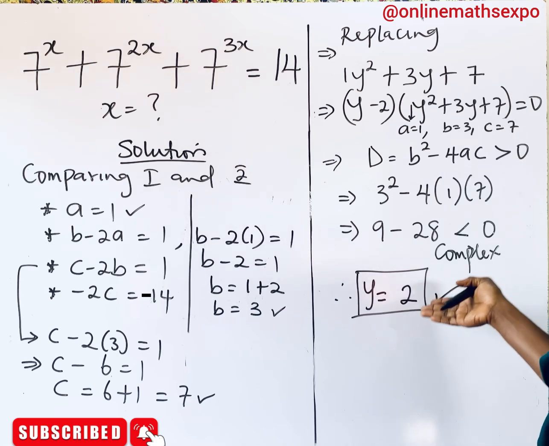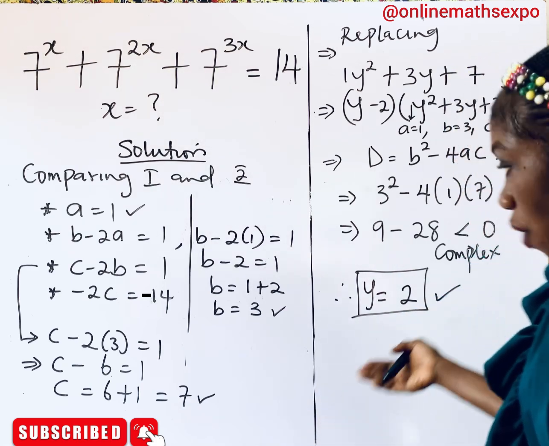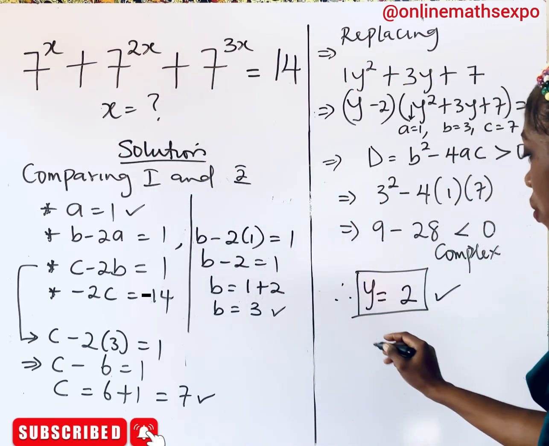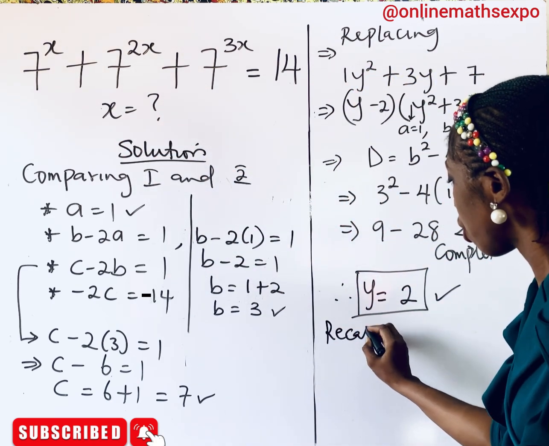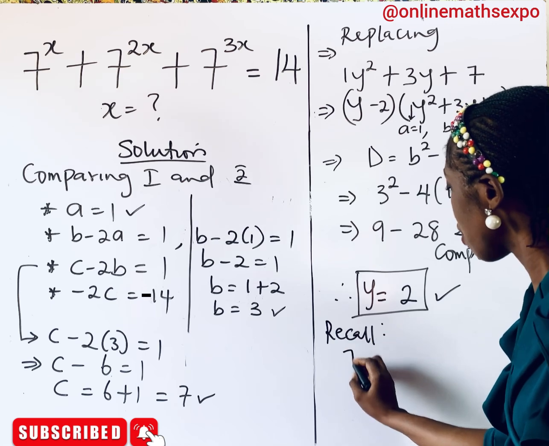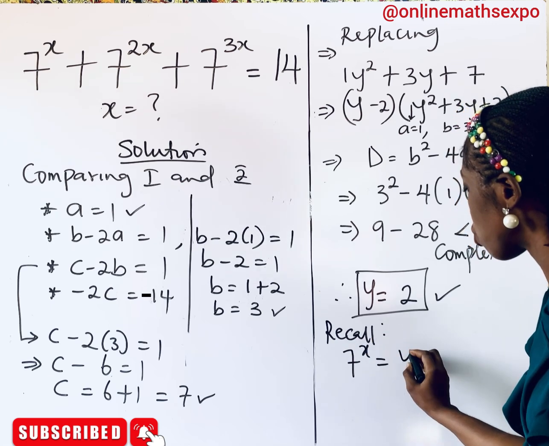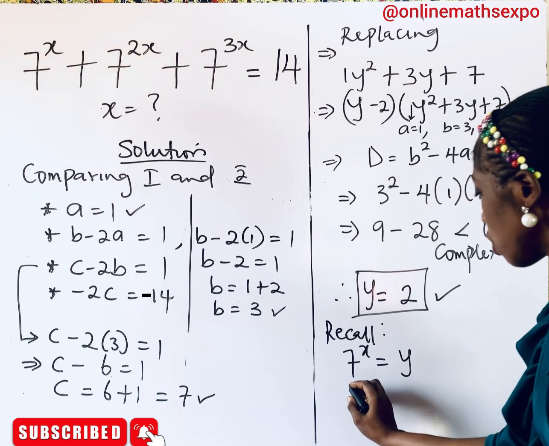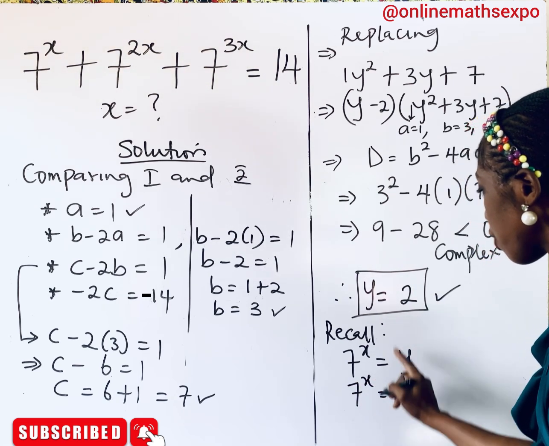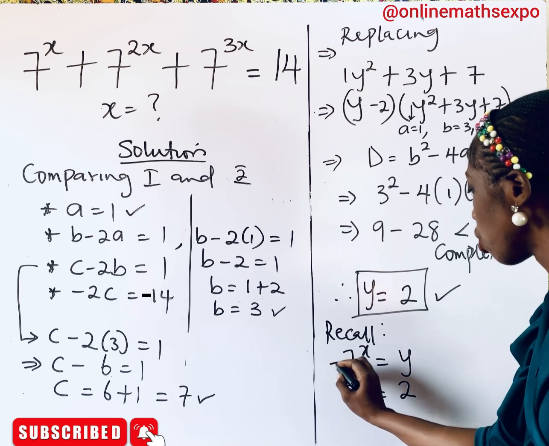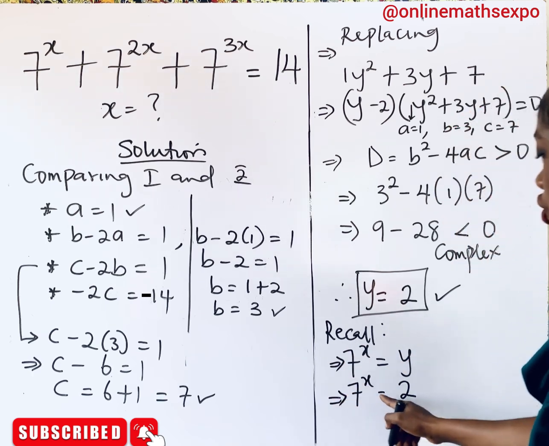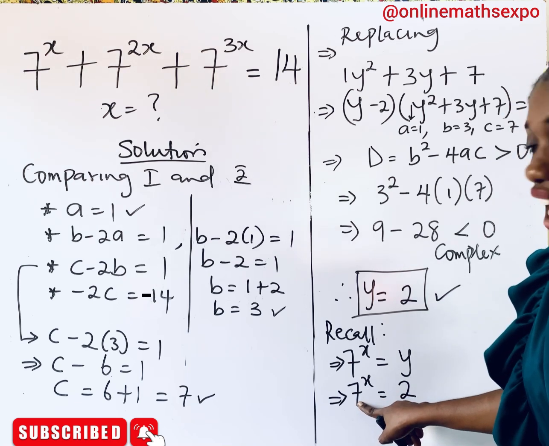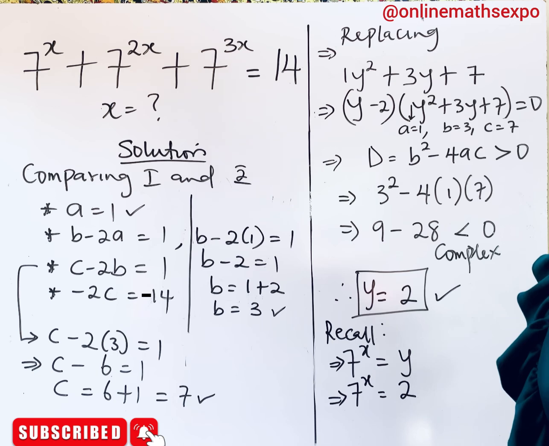Now, having gotten this y, remember, we are not asked to find y. We want to find the value of x. But remember we said that 7 to the power of x is equal to y. So replace this y here, so that we have 7 to the power of x is equal to 2. Now, what do you do here? You know we cannot raise 2 to be in the same base with 7. So at this point, you need to introduce the logarithm.